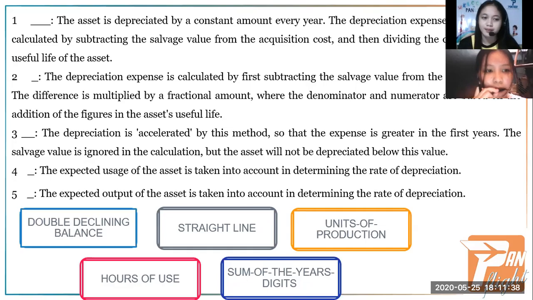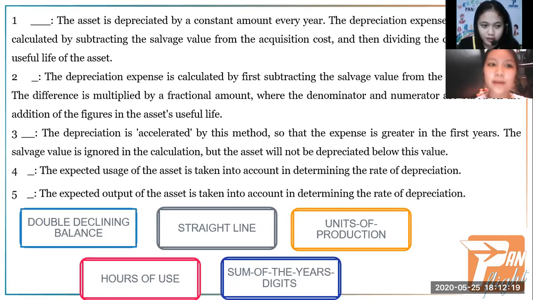And the third, I think the third is hours of use. The depreciation is accelerated by this method. Excuse me, what is your answer for number 3? Number three is, I'm sorry, teacher. Number three is double declining balance.